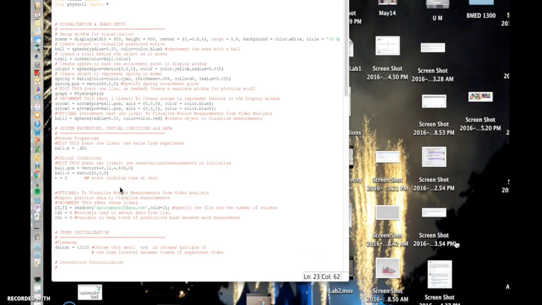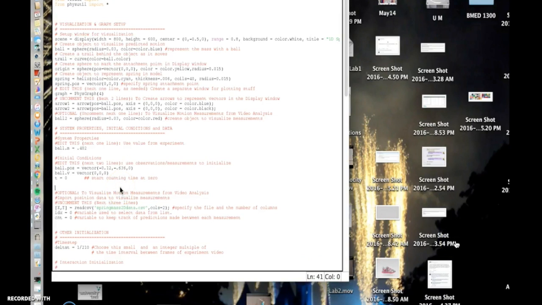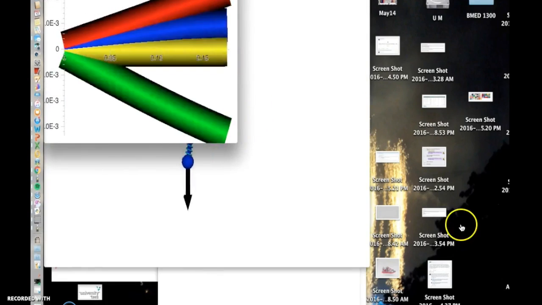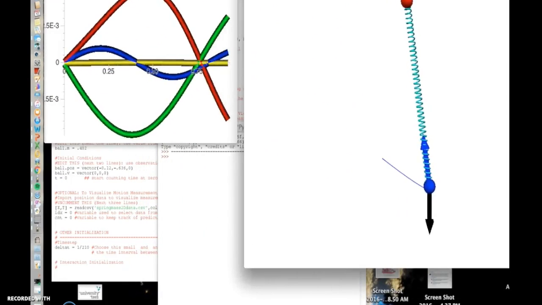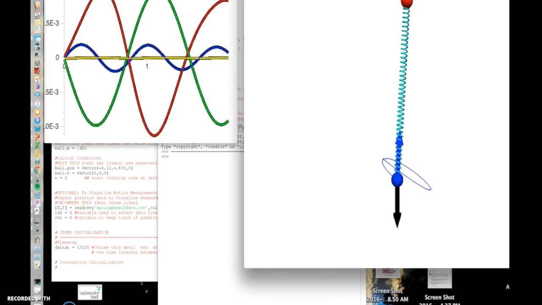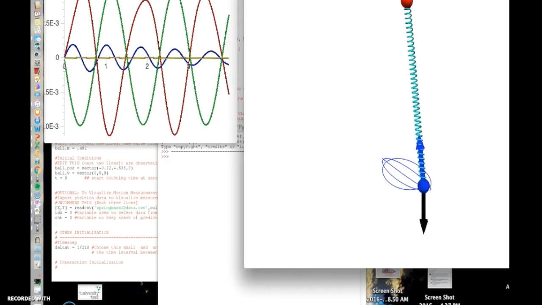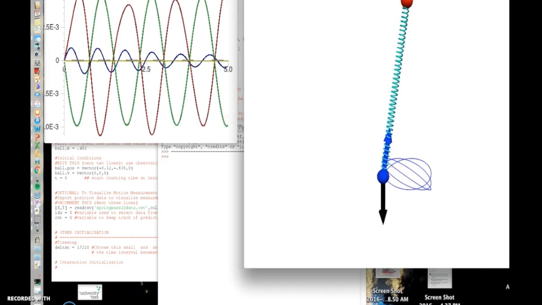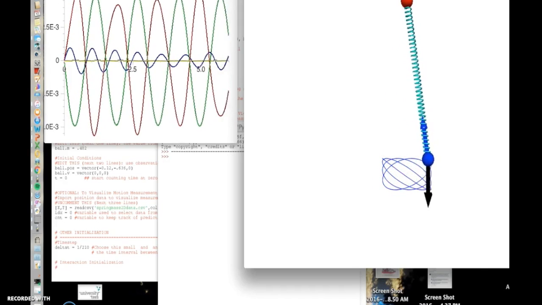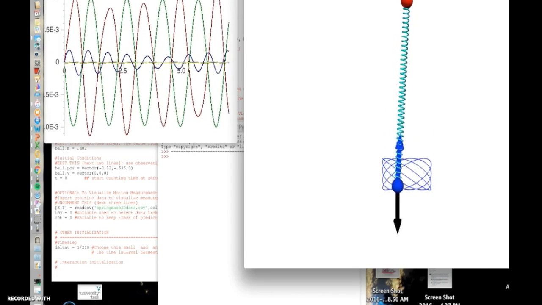Now I am running the program again to create a graph showing the energies of my system. The blue line represents the change in kinetic energy, the green line represents the change in gravitational potential energy, the red line represents spring potential energy, and the yellow line represents the change in total energy of the system.